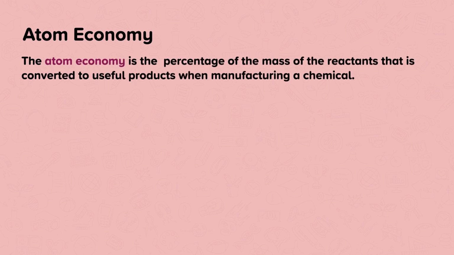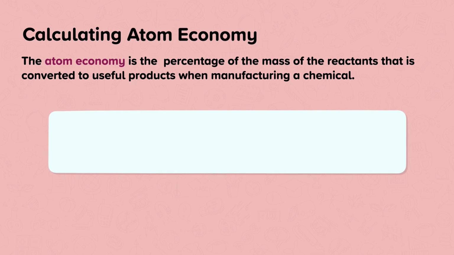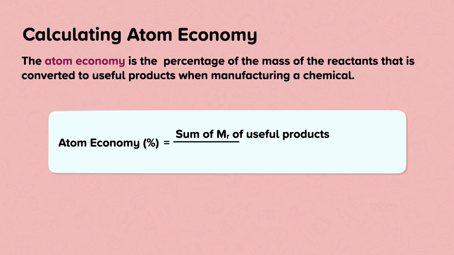The atom economy is the percentage of the mass of the reactants that is converted to useful products when manufacturing a chemical. Atom economy can be calculated using the equation atom economy equals the sum of the MR of useful products divided by the sum of the MR of reactants multiplied by 100%.